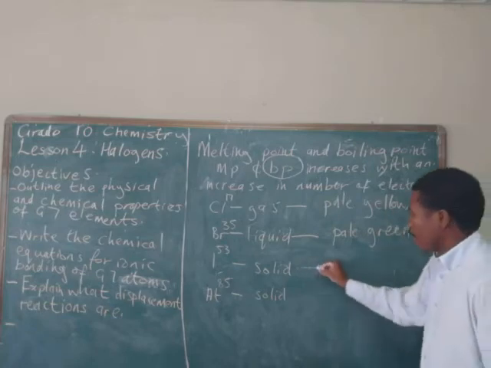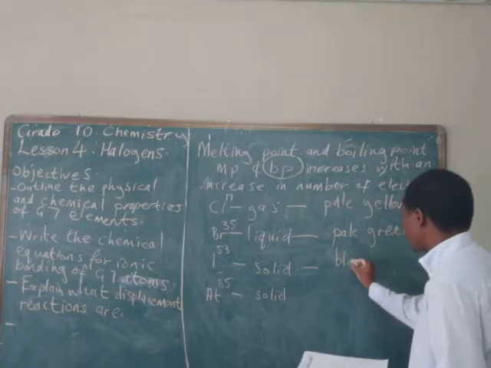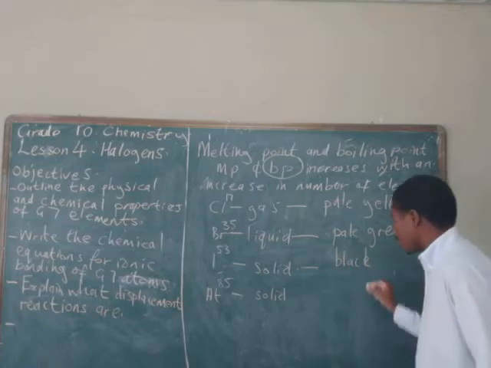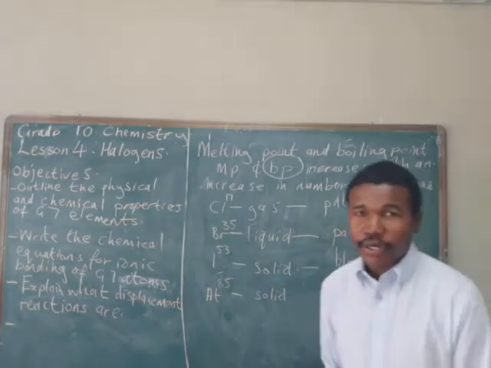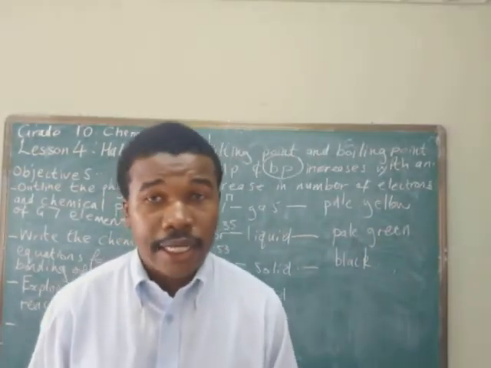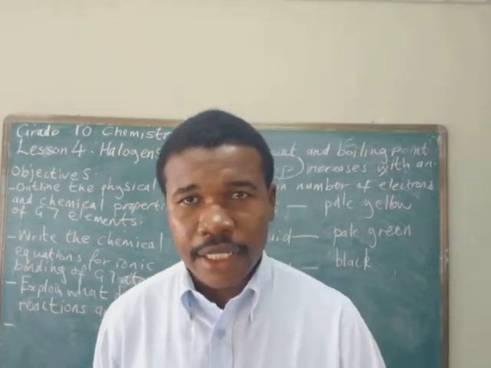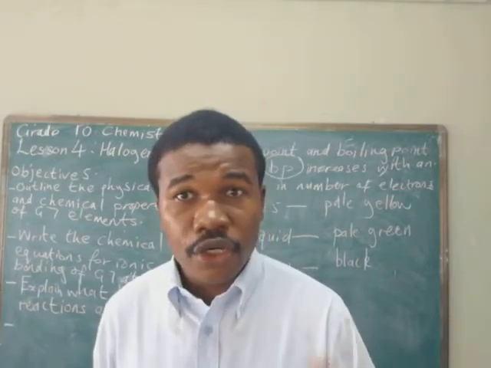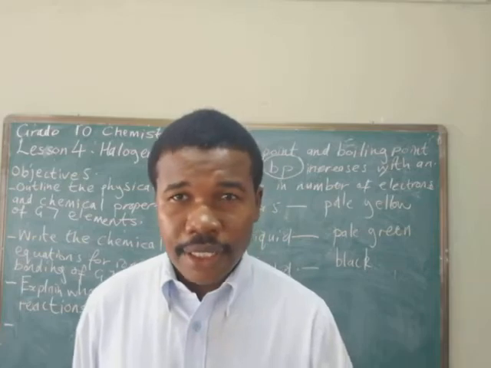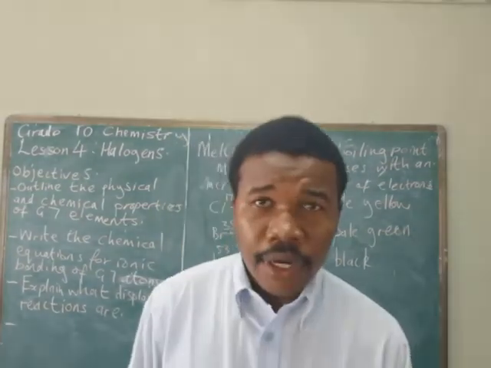Pale green. Iodine, black. I'm sure we've seen iodine crystals in the lab, which we usually use in the experiment where we want to show sublimation, where we just heat the iodine crystals and they change directly from solid to gas, right? As an example of sublimation. I hope you guys are aware of this, right?